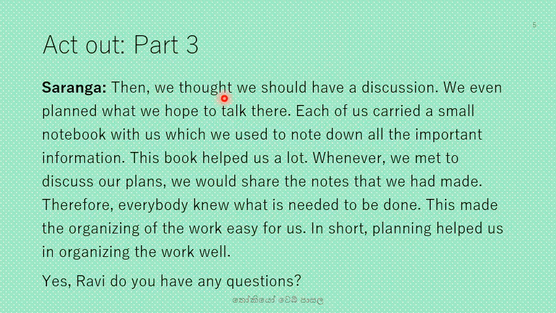Then we thought we should have a discussion. We even planned what we hoped to talk there. Each of us carried a small notebook with us, which we used to note down all the important information. This book helped us a lot. Whenever we met to discuss our plans, we would share the notes that we had made. Therefore, everybody knew what needed to be done. This made the organizing of the work easy for us. In short, planning helped us in organizing the work well.